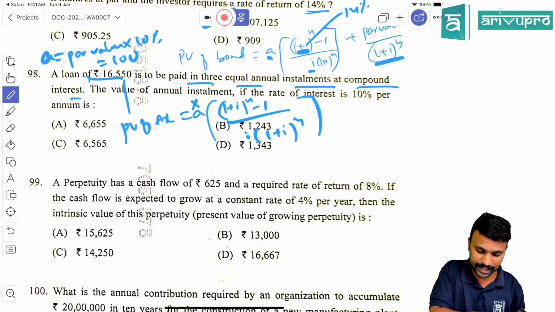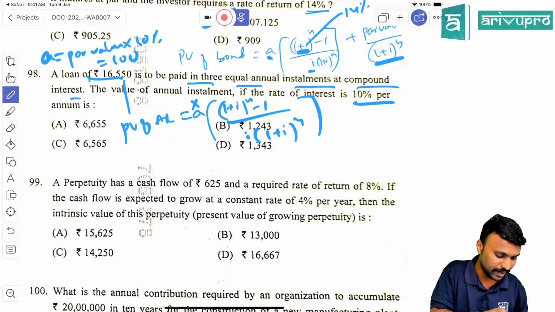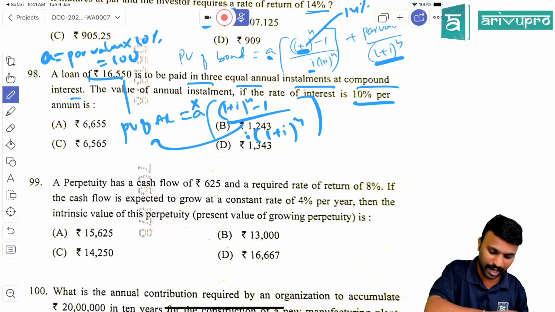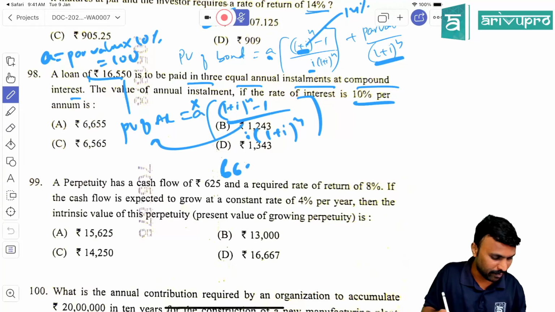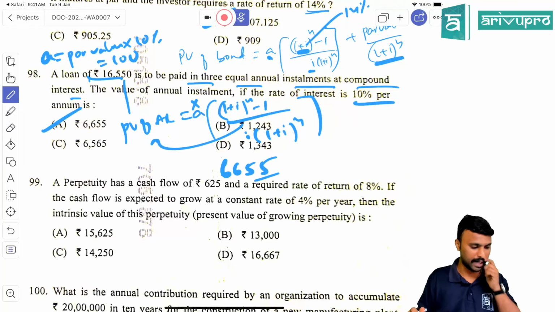So 1 plus I is how much? 10%. So 1.1 raise the power to how many installments? 3. Raise the power to 3 means equal twice. M plus, minus 1 divided by 0.1, again divided by MRC, and take it to the other side and multiply by taking the reciprocal. Divide, equal, and multiply with PV of AR 16,550 and you get 6655. Option A is the right answer.